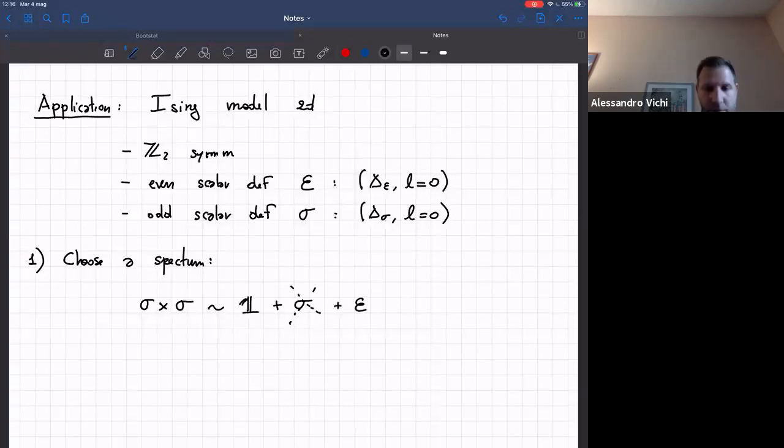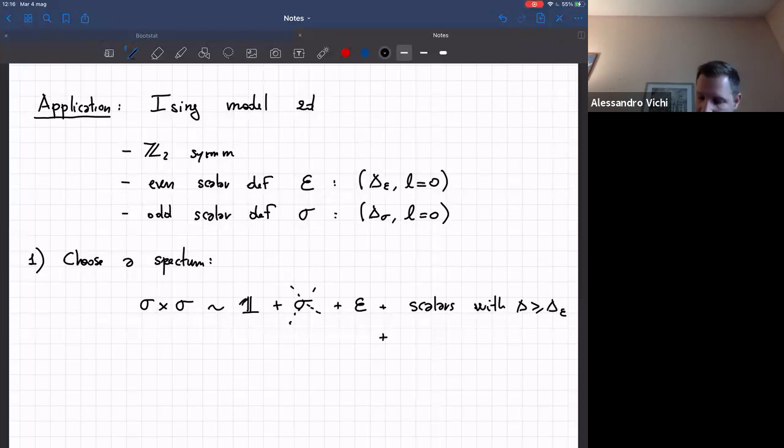There is epsilon in general. We assume that there is epsilon, this is our choice. And of course, there is no reason why it shouldn't, because this is even under the Z2 symmetry. And then, of course, there are other scalars, and I assume that all other scalars have dimension delta larger or equal than delta epsilon. So epsilon, in a sense, is defined to be the smallest scalar in the game, in this OPE.